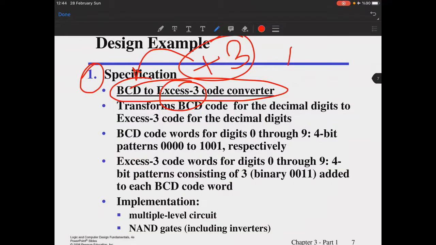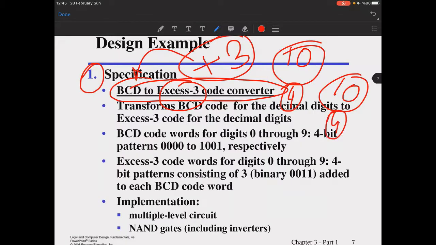It means that we will have a set of 10 input symbols and they will be matched with 10 output symbols. But in the binary system, how can we represent these 10 symbols? With 4 bits. So binary coded decimals will be covering 4 inputs, 4 bits for 10 symbols, and you will have 4 outputs as well, again for 10 symbols. So the implementation part will be dealing with a multiple-level circuit, and we will map the circuit in the final design to NAND gates.